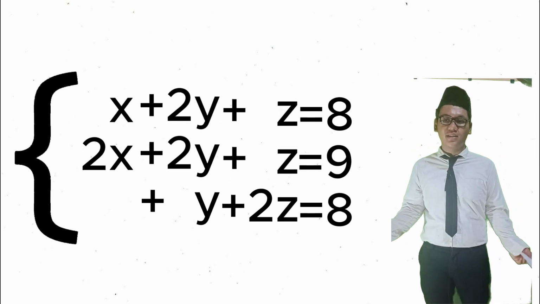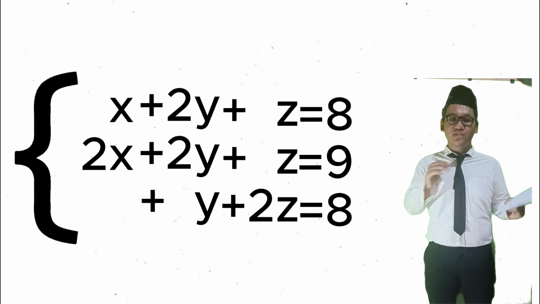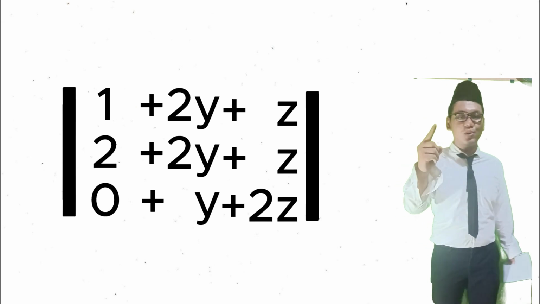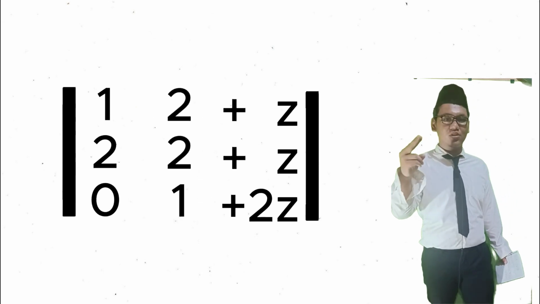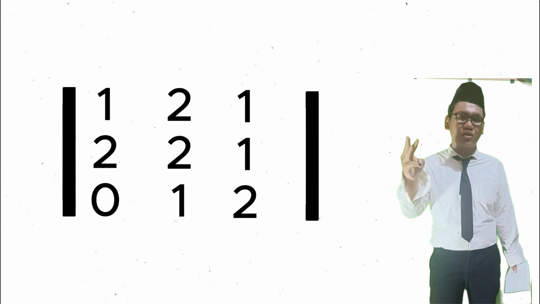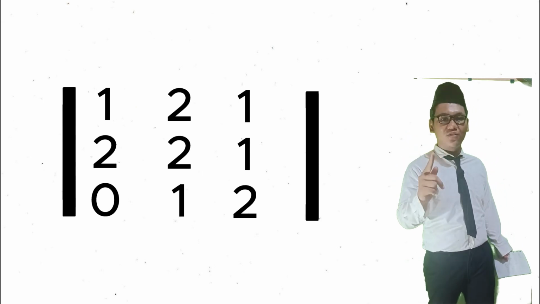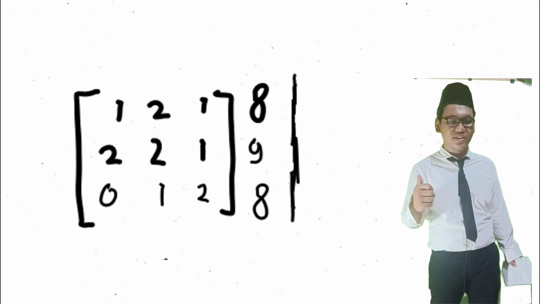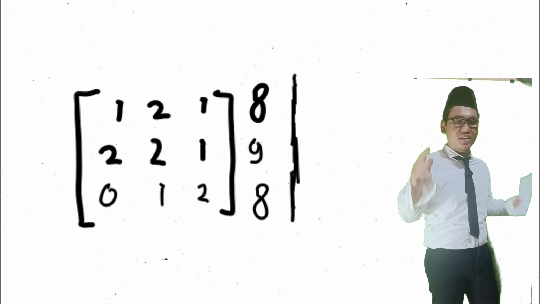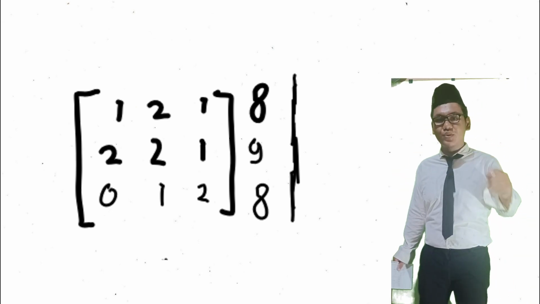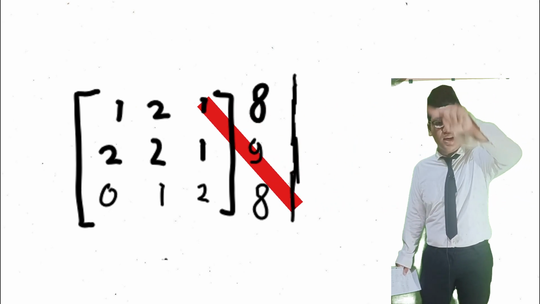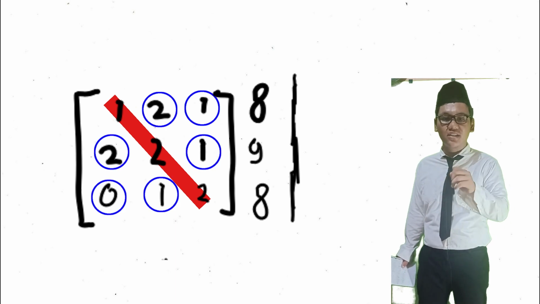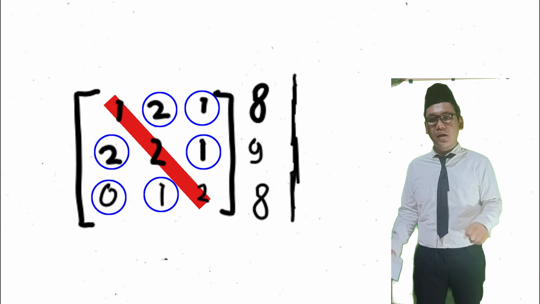So how can we do that? The first thing we need to do is to transform the equations into a matrix. X is the value of the first column, y is the value of the second column, and z is the value of the third column. And don't forget to substitute each value of these equations in next to the matrix. So that we got the matrix, the first thing we need to do is to make this diagonal area of the matrix into ones and the others into zeros.